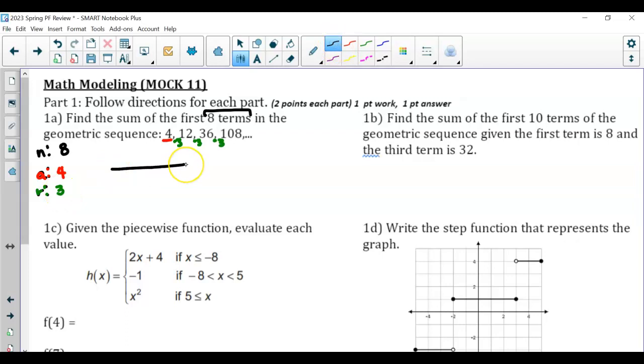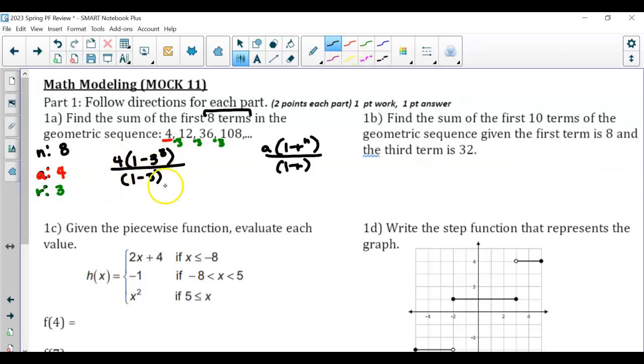Then setting up using our formula, where you have a times 1 minus r to the n divided by 1 minus r. So 4 times 1 minus 3 to the 8th power. Then divide that by 1 minus 3.